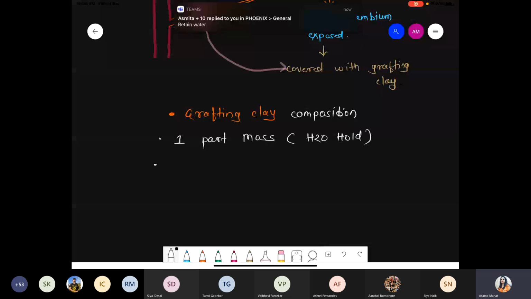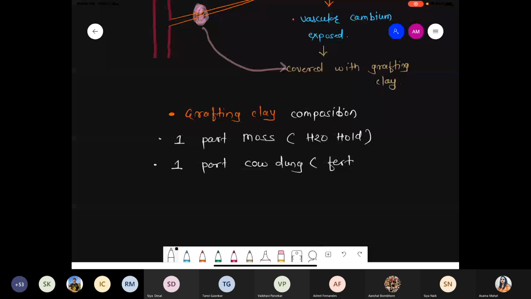Another one, again, one part of cow dung. And you know very well, cow dung is a natural fertilizer. So as a fertilizer, we can use cow dung.